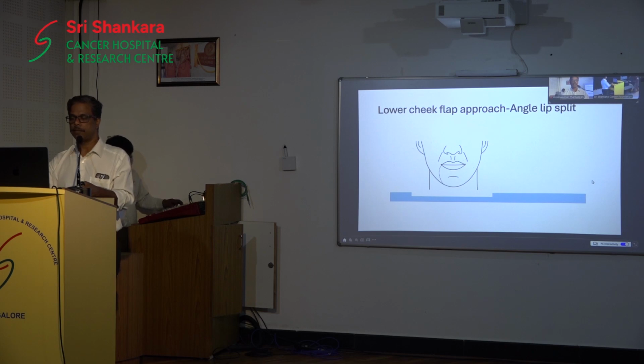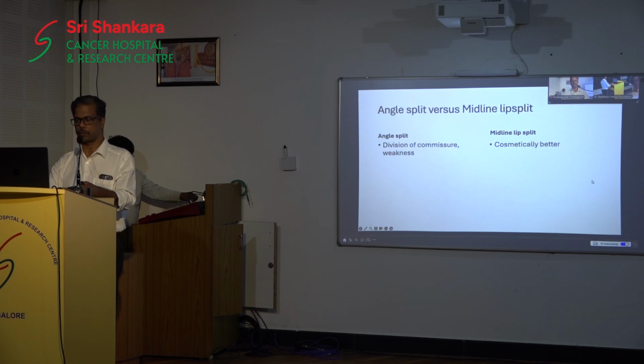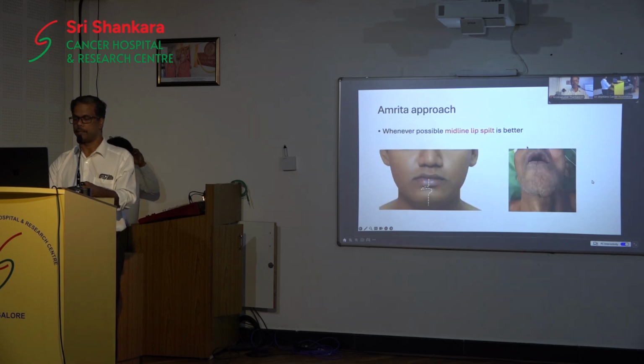An angle split splits the commissure laterally and then comes down into the cheek and joins the transverse neck crease incision. So that is an angle split. The disadvantage of the angle split is that it divides the commissure and can produce commissure weakness and drooling. And we feel the midline lip split is cosmetically better.